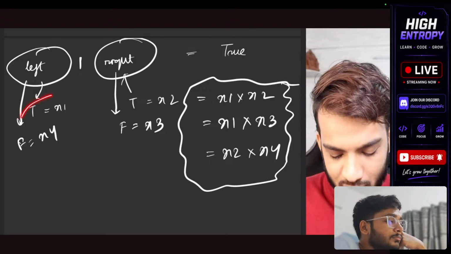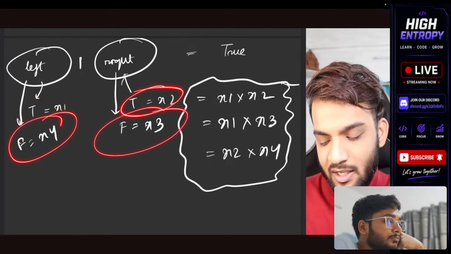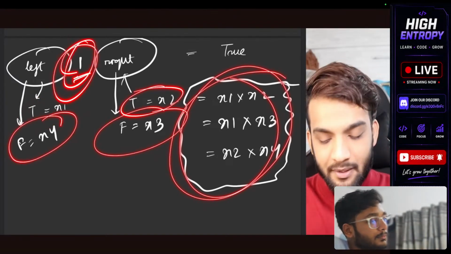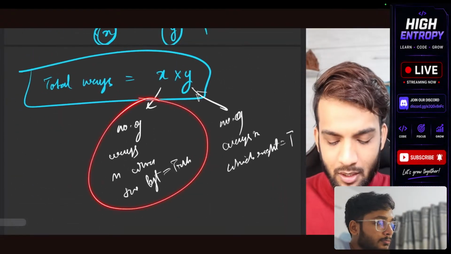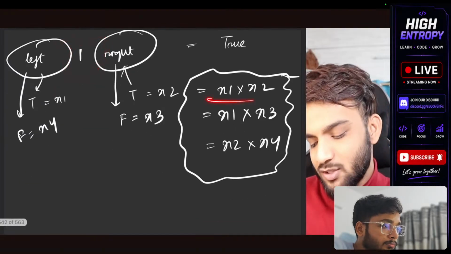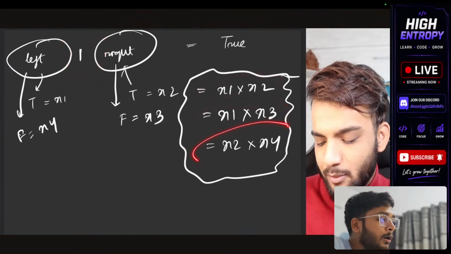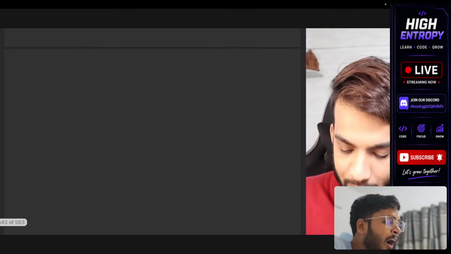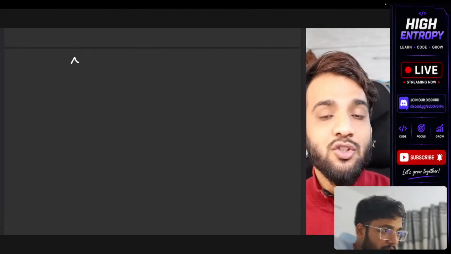So I figure out the number of ways of true and the number of ways of false, and the total will be this if it's an OR operator. If it's a simple AND, then it's an easy one: it is just x into y. If it is OR, then it becomes x1 into x2, x1 into x3, x2 into x4, right? And similarly, if it's a XOR, let's understand when a XOR gives you a true.